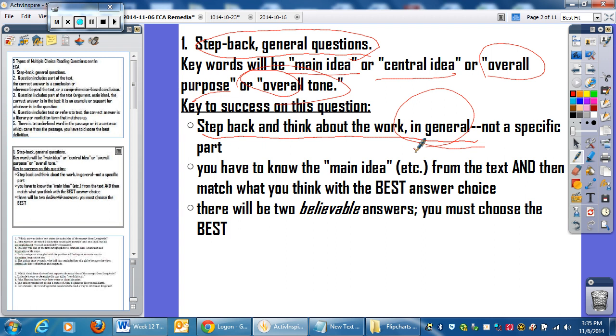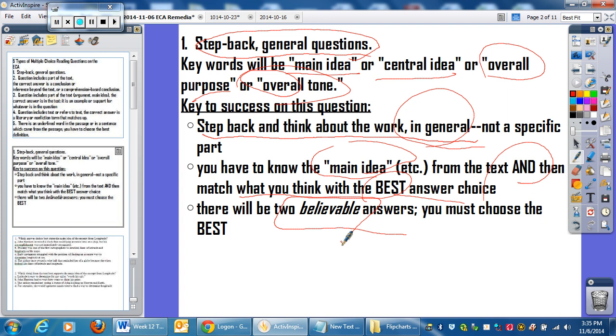The second thing, if you want to be successful on this type of question, is you have to know what the main idea is, whatever that happens to be, and you've got to be able to match the main idea with whatever is the best answer at that moment in time. The problem is that there will be 2 believable answers in the answer bank, and they're the ones that you have to narrow it down to, and you've got to make a choice.